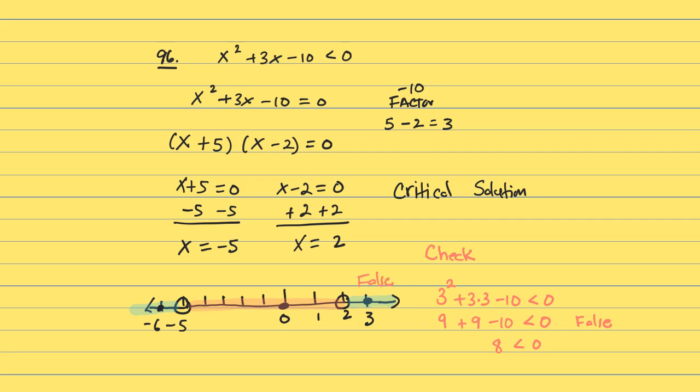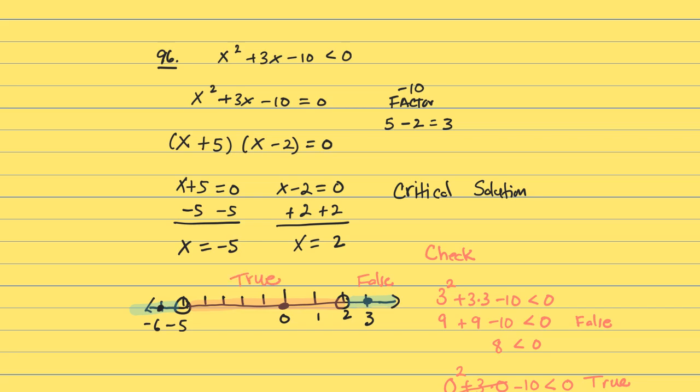I'm going to try 0 now. I have 0 squared plus 3 times 0 minus 10 less than 0. And this is going to be true because this is 0, you end up with negative 10 less than 0. That's true. So this part is true.